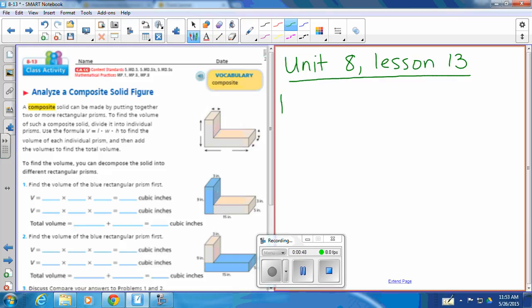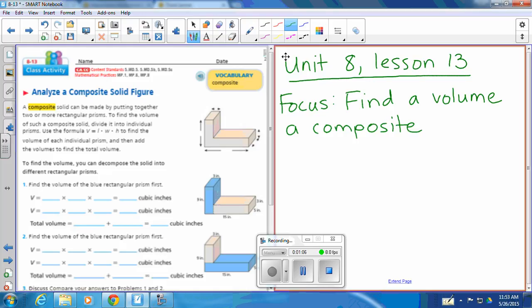All right, so our focus today is using all the knowledge that we've come up with and practice to find a volume, which we know how to do, but this time we're looking at a composite solid figure. So we are graduating from the rectangular prism. All right, so composite solid figure.